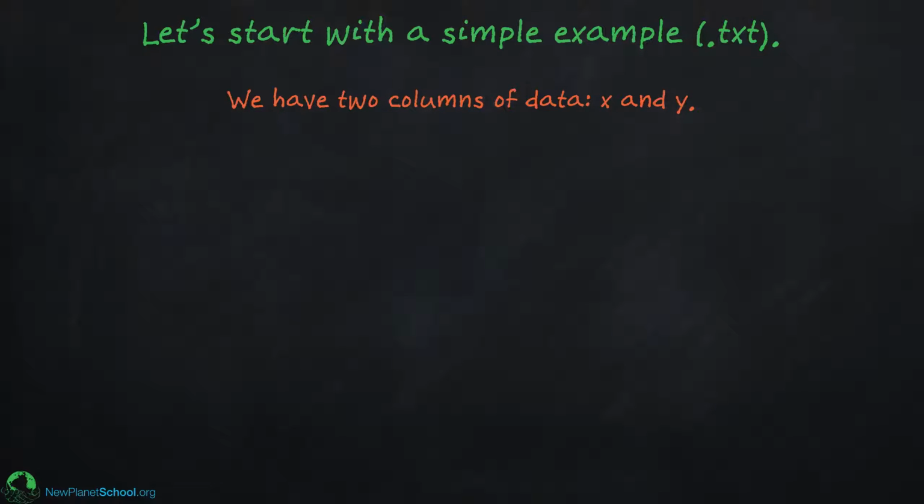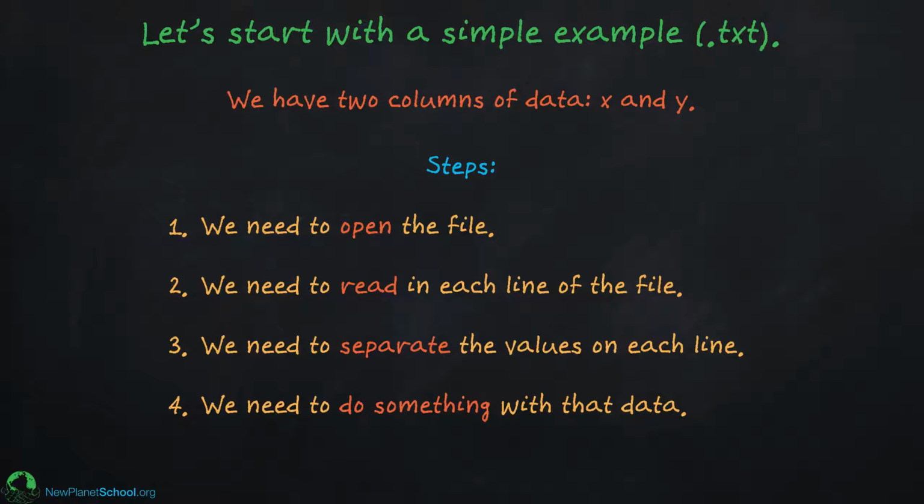Okay, so let's get started by looking at a txt file and let's read in some data. Let's imagine we have a file. It has two columns, could be X and Y. The way it works in Python is essentially these four steps. The first step is to open the file and tell Python that we want to read that file. So that's the first step. Open it and tell it we want to read.